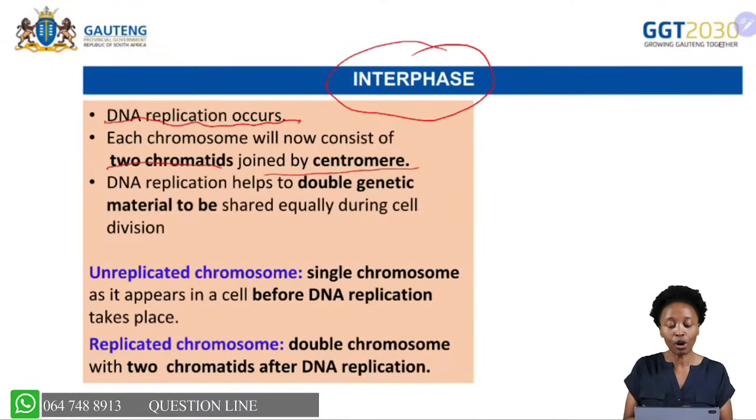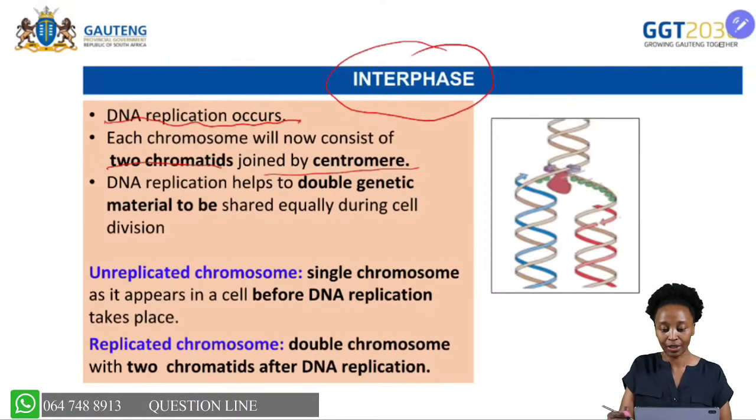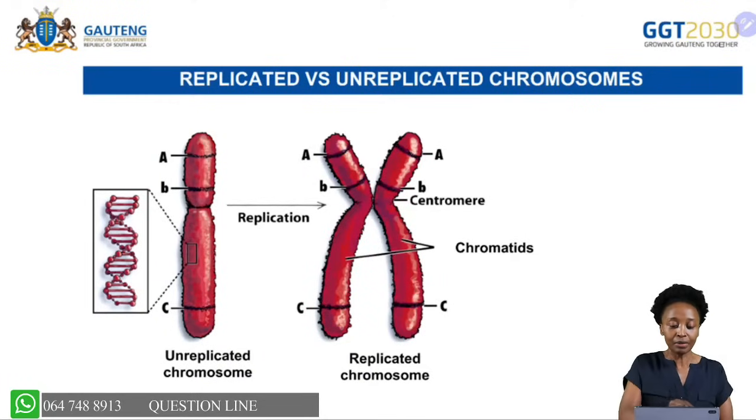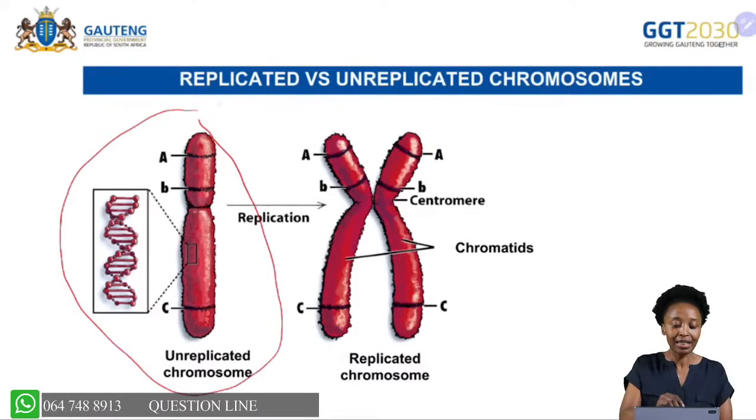Hence here we talk of unreplicated chromosomes and replicated chromosomes. The unreplicated chromosome is a single chromosome as it appears before cell division or before DNA replication. Let me just go to them so that you can see what I'm talking about. This shows the replicated and the unreplicated chromosome. So a chromosome that is unreplicated looks like this. This is before DNA replication.